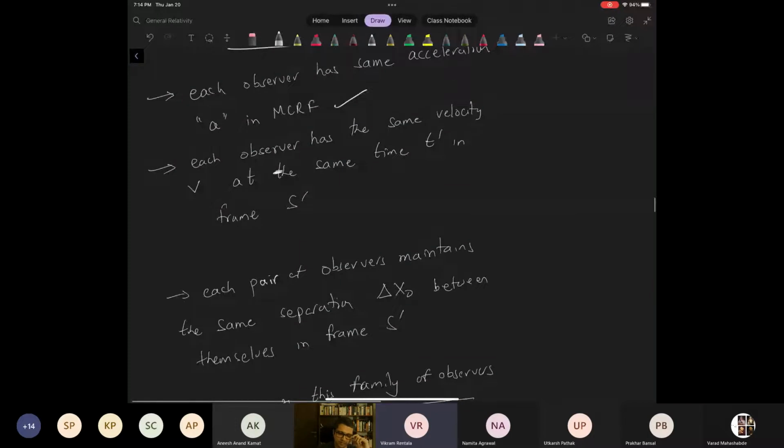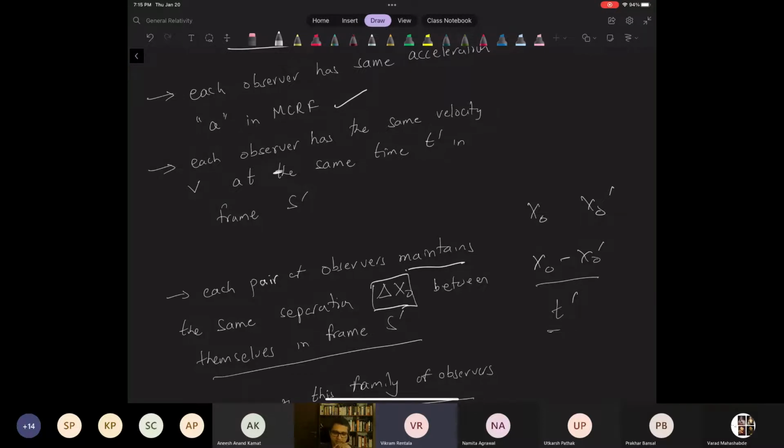And the other thing is each pair of observers, so if I take any two observers, like let's say AB or BC or AC, they maintain the same separation delta x naught. Okay, so if one is at x naught and the other is at x naught prime, the separation between them in the frame S prime is always x naught minus x naught prime as measured at some instant of time t prime in this frame. So between themselves in the frame S prime, they maintain this fixed distance delta x naught.